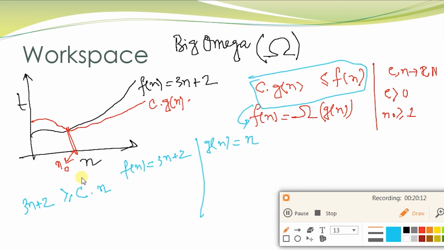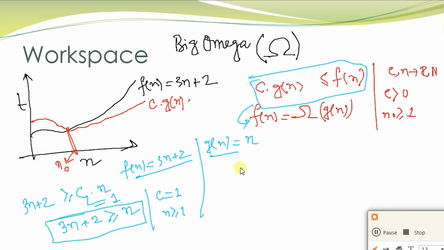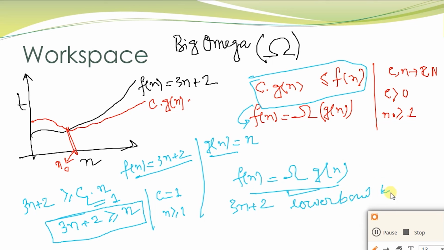is greater than or equal to n, where we have found this constant c equal to 1 and n will be greater than or equal to 1. If I move this to one side, 2n is greater than or equal to 1, so n is greater than or equal to 1. So this is satisfied. So we can say simply that for these two functions f(n) and g(n), f(n) is omega of g(n), which simply means that 3n plus 2 is lower bounded by n. Okay, so this omega represents the lower bound of any algorithm.